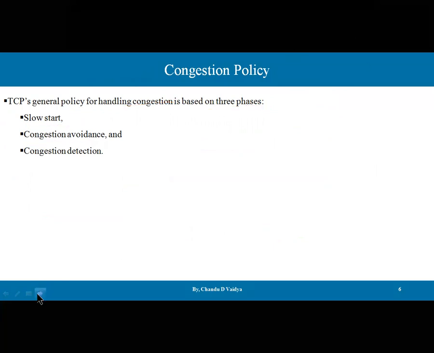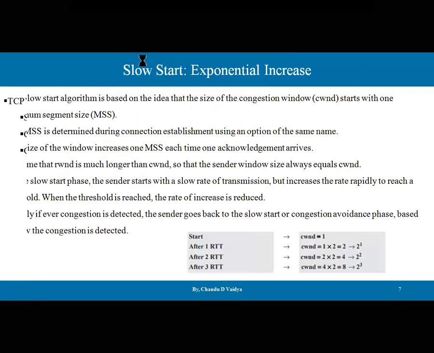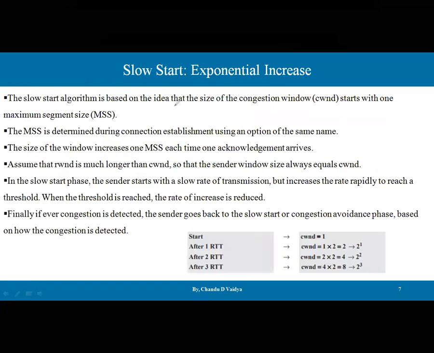In this slow start policy, the slow start algorithm is based on the idea that the size of the congestion window, that is CWND, starts with one maximum segment size, that is MSS. MSS stands for maximum segment size. The MSS is determined during the connection establishment using an option of the same name. So during the connection establishment in TCP, the MSS size will be decided. The size of the window increases by one MSS each time an acknowledgement arrives. So if we are sending one segment and receiving one acknowledgement, the size of the window is going to increase.